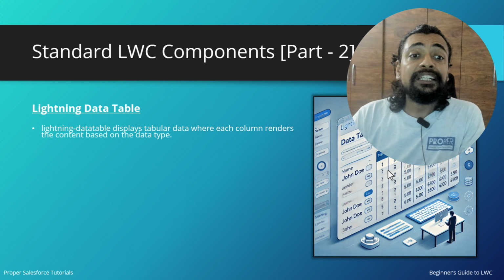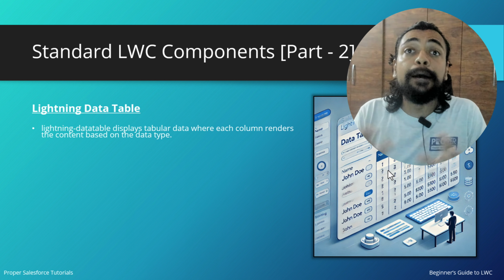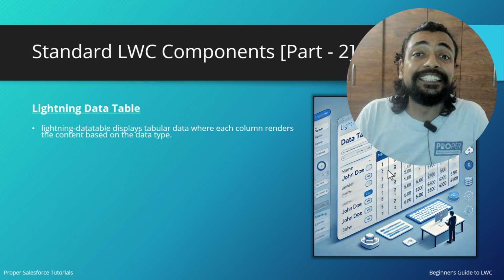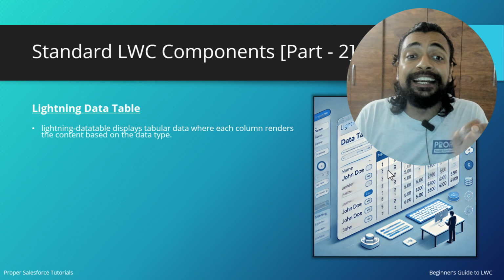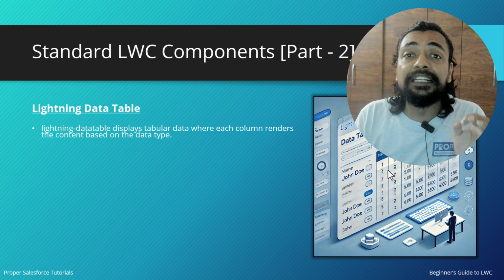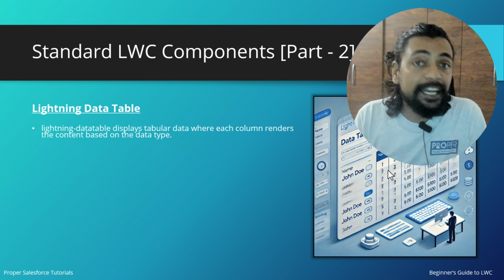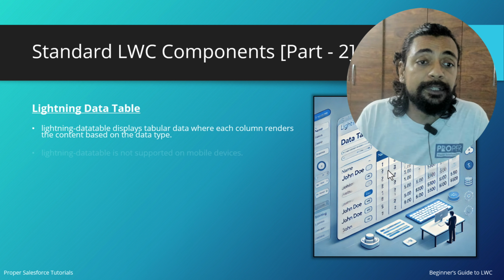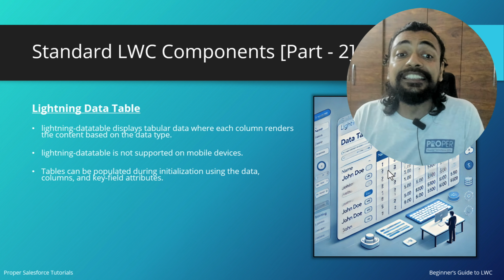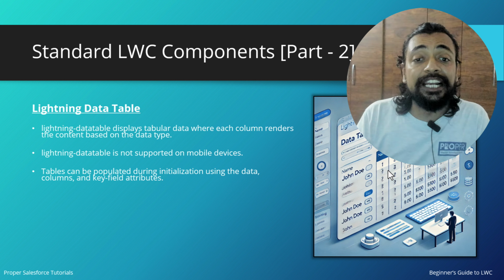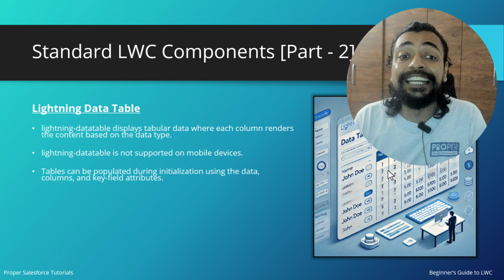Lightning data table. Now Lightning data table displays tabular data. So it actually displays data in tabular form, that is in form of rows and columns, and it renders over there. It is basically one of the best way to show collection of data together in form of table. Now Lightning data table is not supported on mobile device. Tables can be populated during initialization using the data, columns and key field attributes.